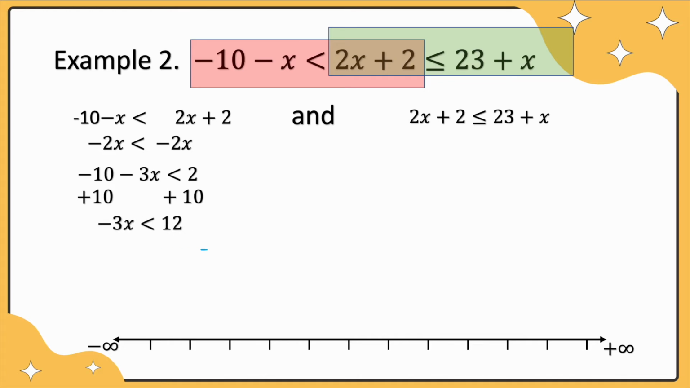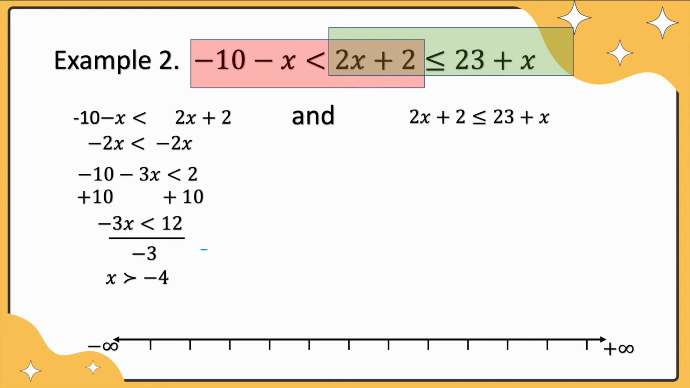Next step, we need to isolate x. So we divide both the sides by negative 3. When you deal with inequality, whenever you multiply or divide both the sides of the inequality by a negative value, the sign flips. So less than becomes greater than sign. So you get x greater than negative 4. So this is one part of our solution.